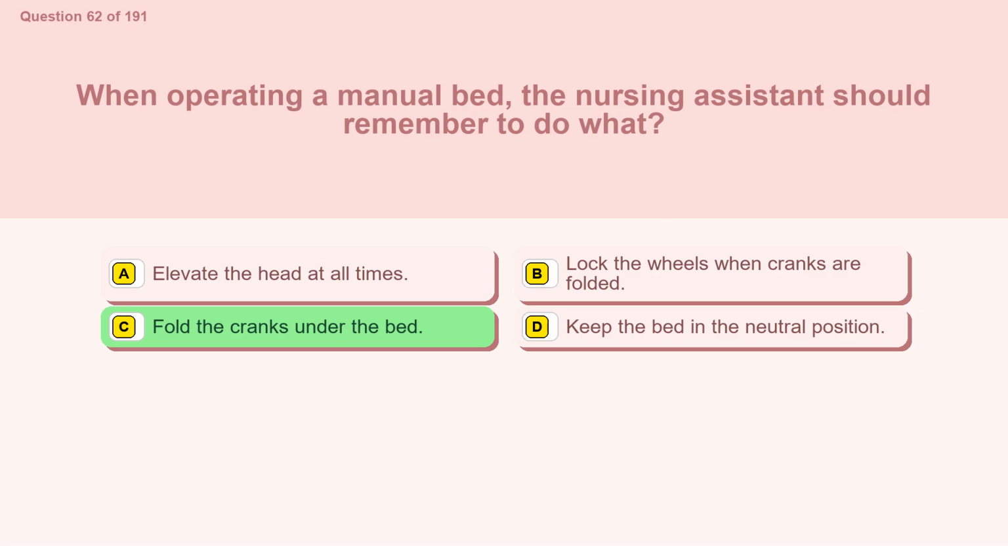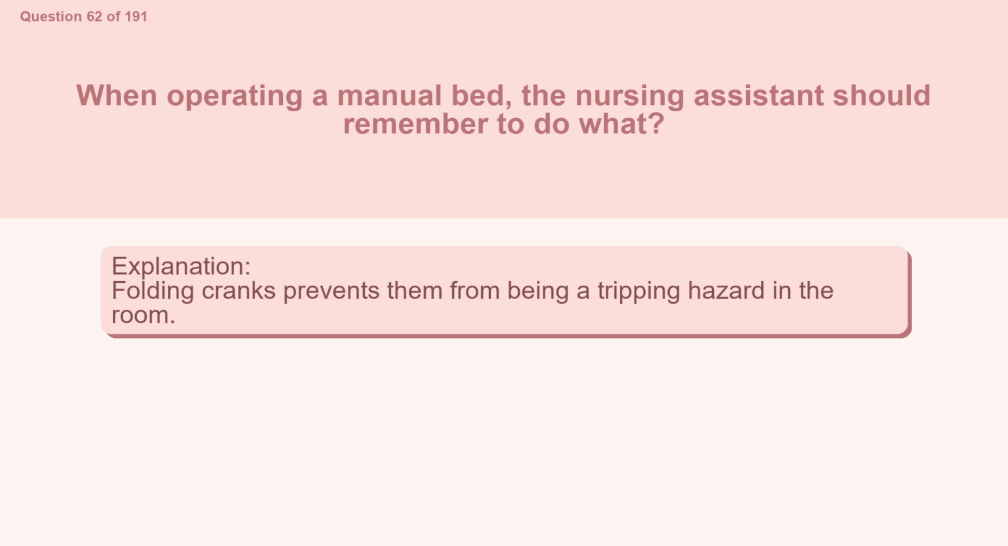The correct answer is option C. Fold the cranks under the bed. Folding cranks prevents them from being a tripping hazard in the room.